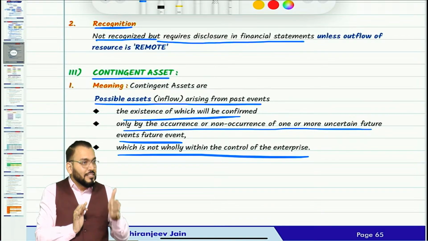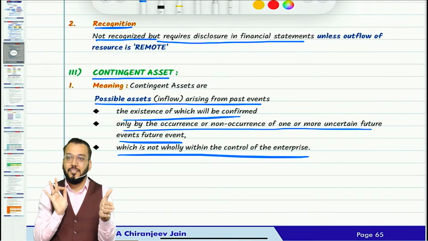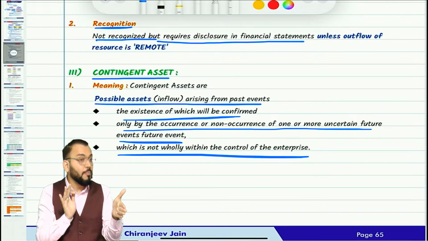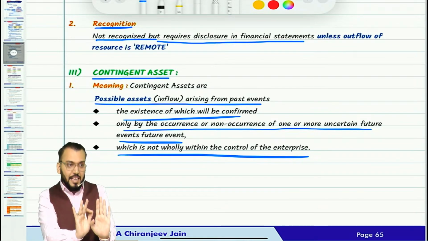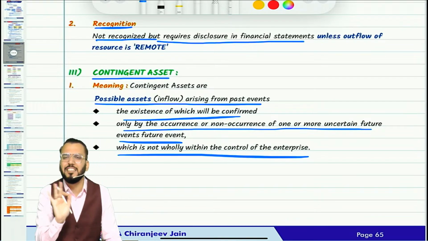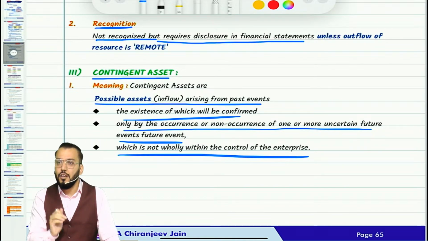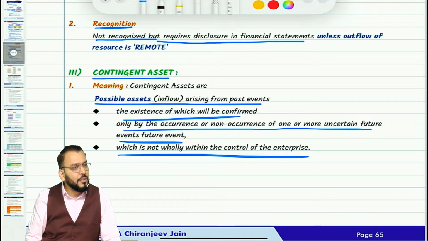Are you getting what I am saying? They say asset or possible asset. For liability, they have said what? Present obligation, possible obligation. But here it is what? Either asset or possible asset. There is no term present asset. Possible asset arising from past event.